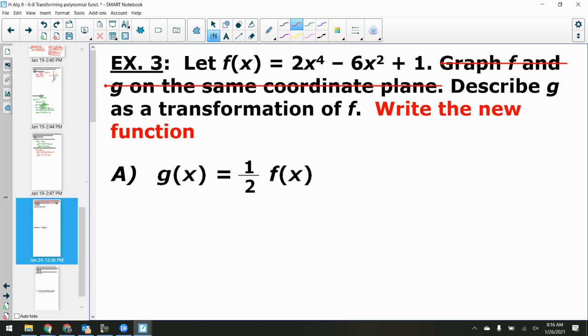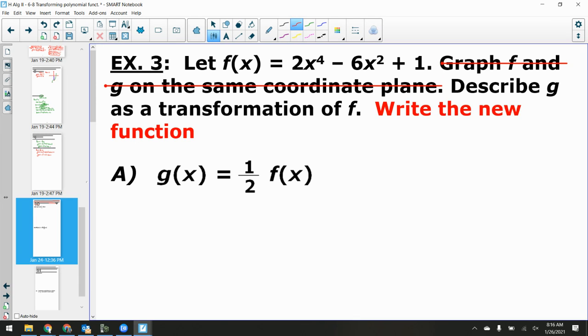Let f of x be this function here. It says graph f and g on the same coordinate plane. If you want to graph to kind of double check to see is it doing what I think it should be doing, by all means, go for it. We're going to describe g as a transformation on f and then write the new function.